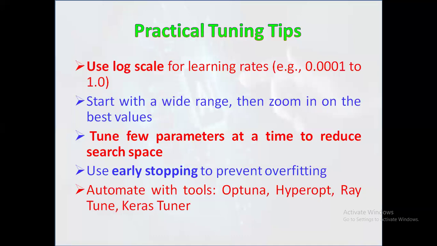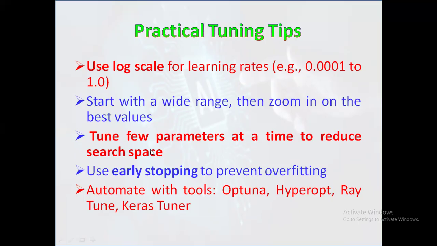Next, practical tuning tips. First, use log scale for learning rates, 0.0001 to 1.0. Learning rates vary widely in effective ranges. Using a logarithmic scale ensures better coverage of small and large values without clustering around arbitrary intervals. Next, start with a wide range. Begin with coarse tuning to identify promising regions, then refine the search around them for fine-grained optimization. Tune few parameters at a time to reduce search space.